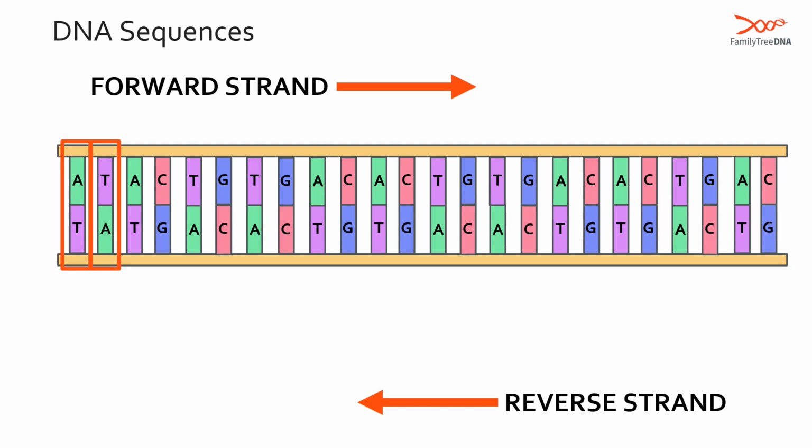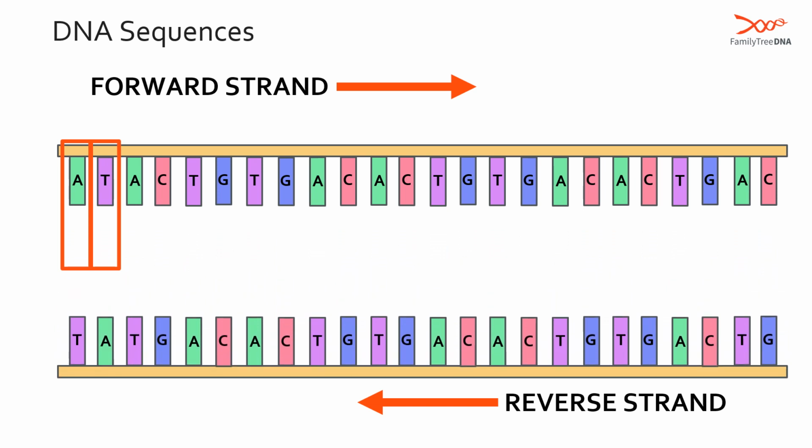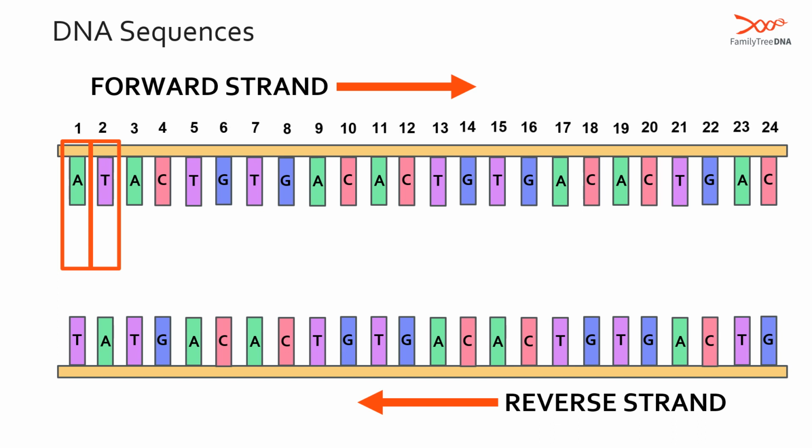To make things a little bit easier for both testing and reporting, we separate out the forward strand and the reverse strand, and we only report the nucleotides that we find on the forward strand. So, for example, on the first location, we would simply report A, not AT, because we know that A is always connected to T. So by reporting A, we automatically know what the nucleotide on the reverse strand will be. In addition, we assign each location a number so that we can better identify where they are in the genome.